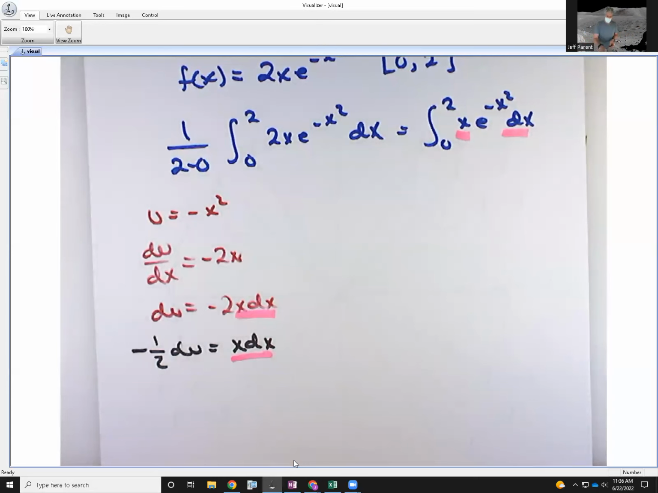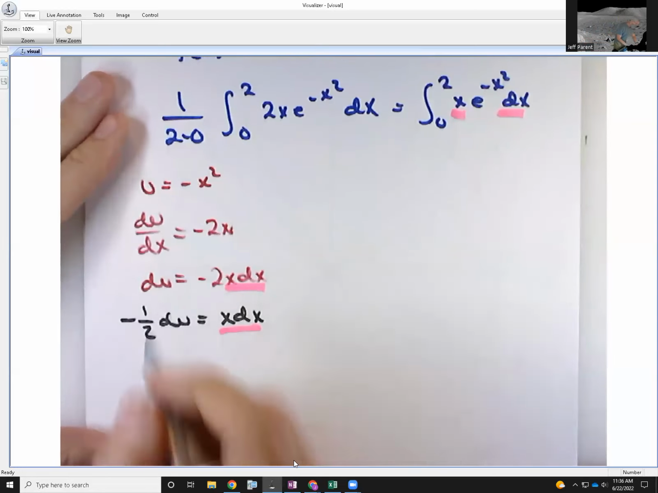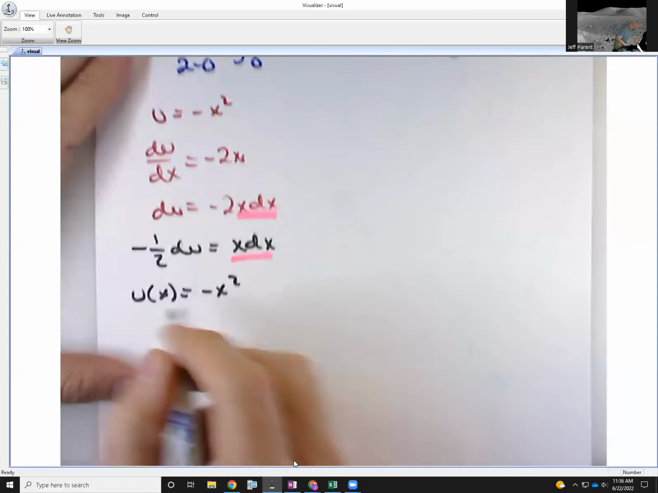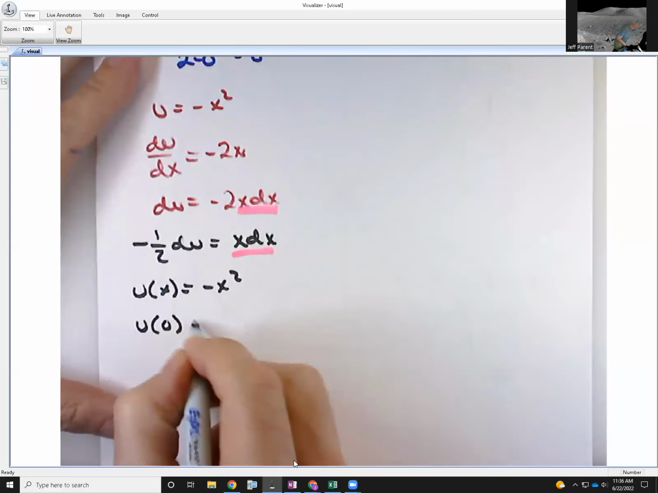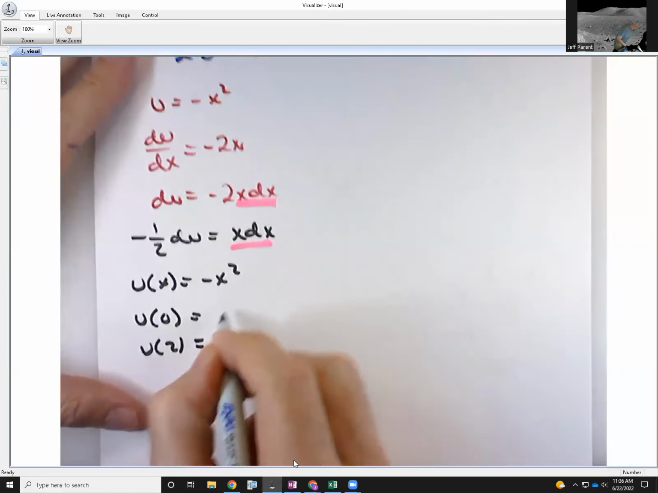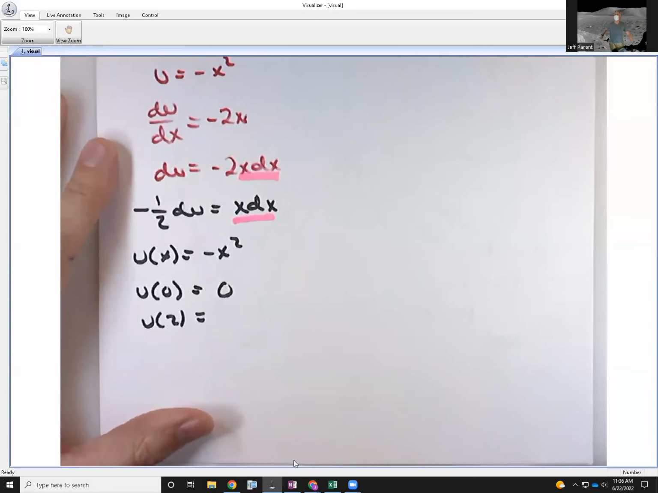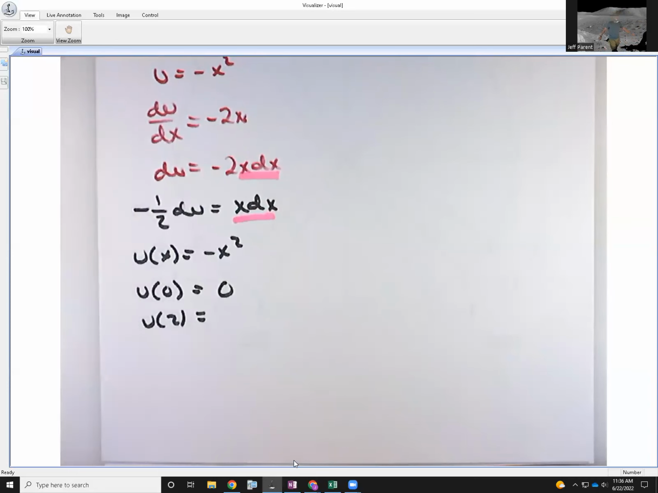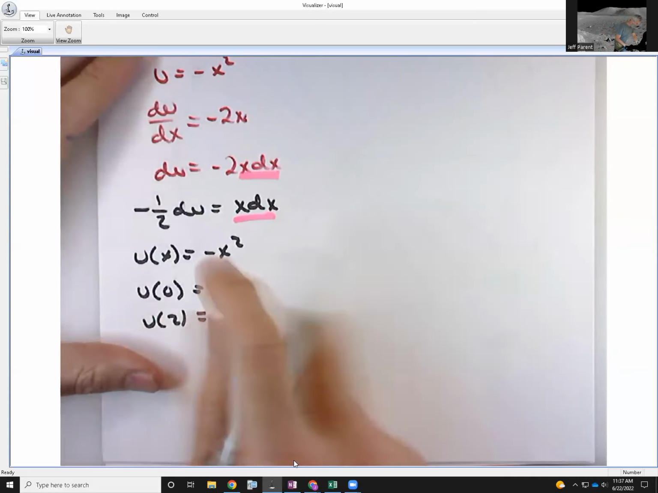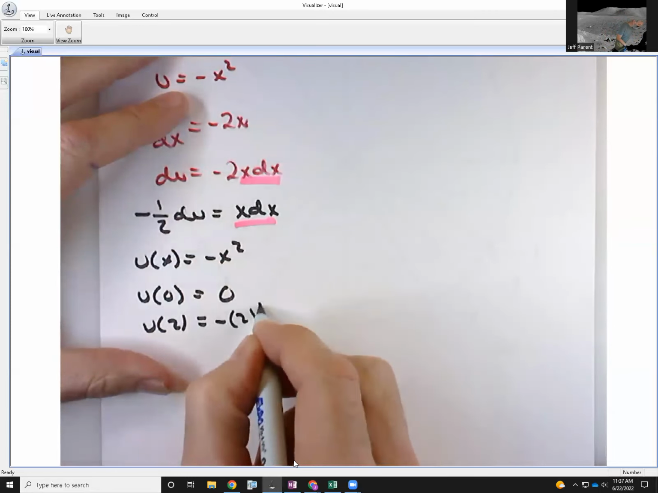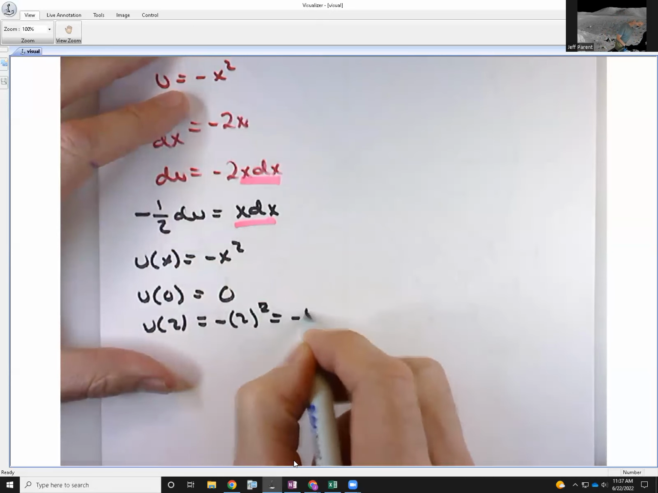Let's change our limits of integration. So let's take care of that as well. If I consider that as u of x equals negative x squared, I need to calculate u of 0 and u of 2. u of 0, of course, is just going to be 0. What about u of 2? Negative 4, yeah. So you have to square it and then take its opposite. So it's going to be negative of 2 squared, which is negative 4.